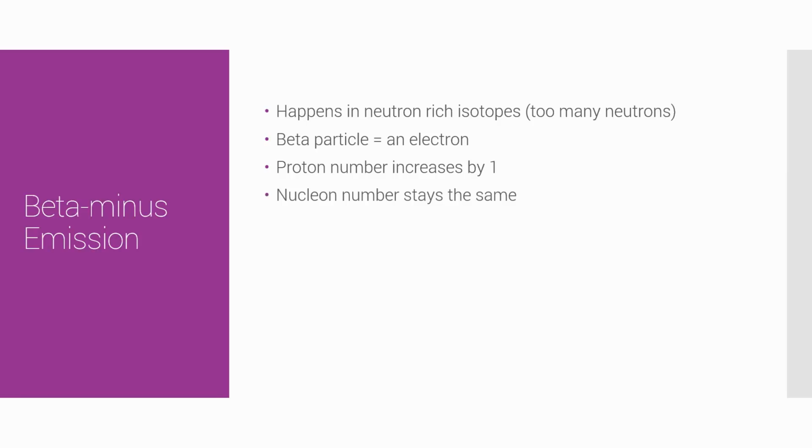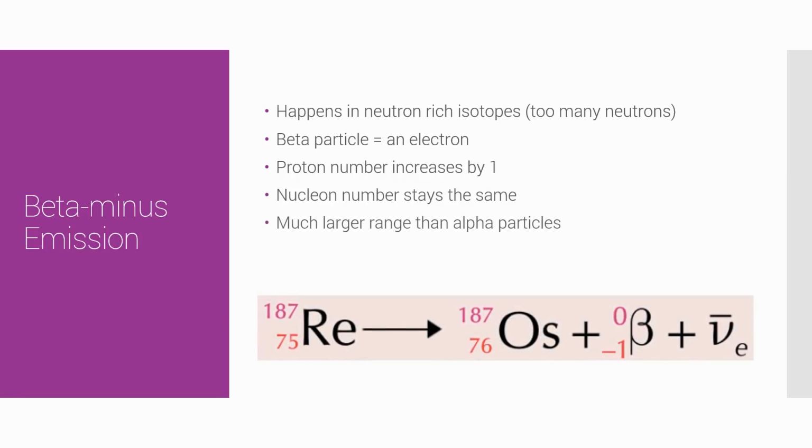Beta particles also have a much larger range than alpha particles. And here's an example. We have an element with a proton number of 75 and a nucleon number of 187. One of the neutrons turns into a proton, and this results in the proton number increasing by 1. The nucleon number stays the same, because the neutron turning into a proton doesn't change the nucleon number, because they're both nucleons. And of course we have our beta particle, aka an electron, and an electron antineutrino.